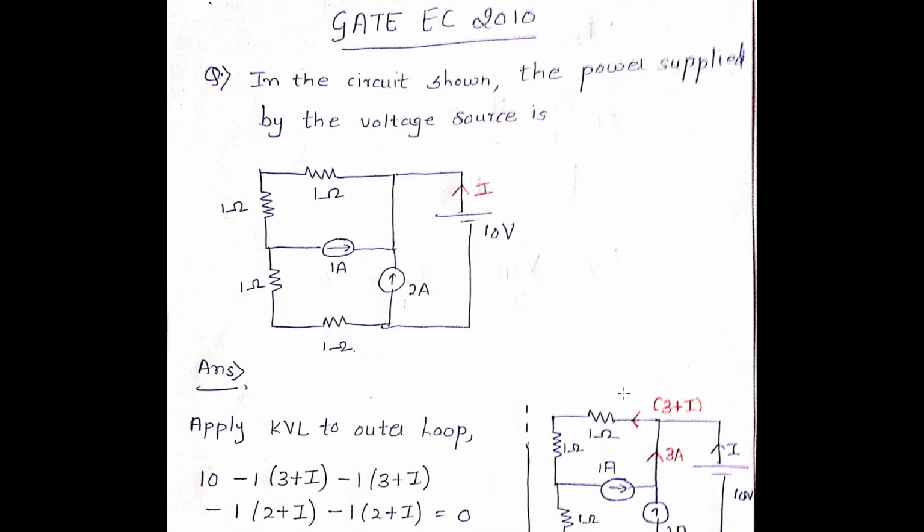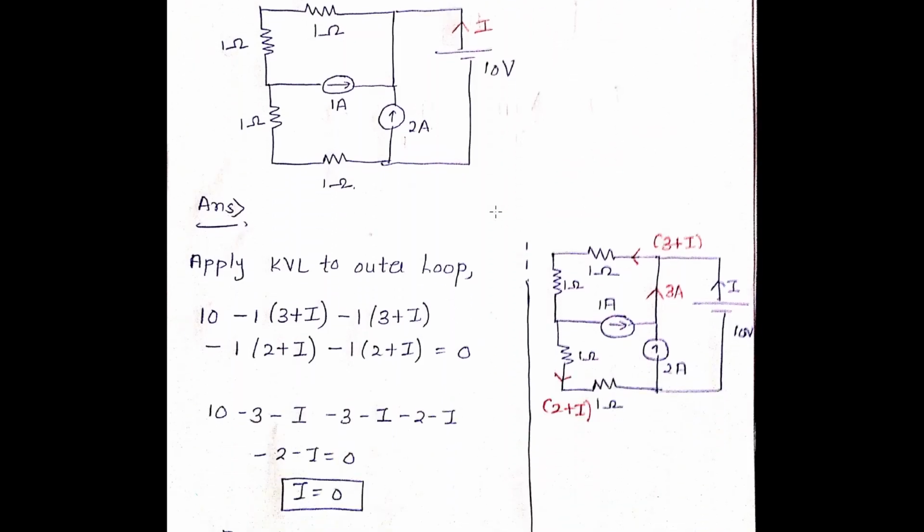Okay, so what is told in this question is that in the circuit shown, the power supplied by the voltage source is, so you have a voltage source, right, 10 volts. So what is the power supplied by this voltage source? You know that the power is equal to V into I. The V value is given, I you need to find out. So how are we going to find out I?